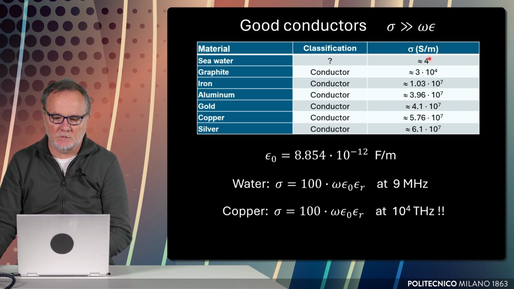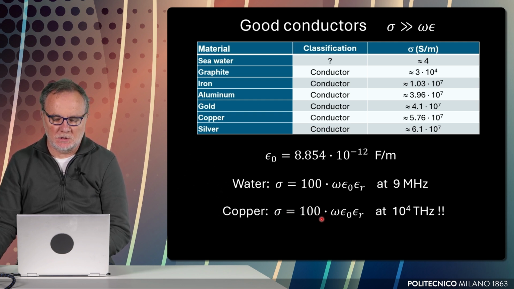If we substitute the value of conductivity of seawater, and write also epsilon r of seawater, and impose this condition, we observe that this condition, sigma equals 100 omega epsilon for seawater, is met at a frequency of 9 megahertz. So for frequencies less than 9 megahertz, according to this condition, we are allowed to say that water is a good conductor. What happens for copper?